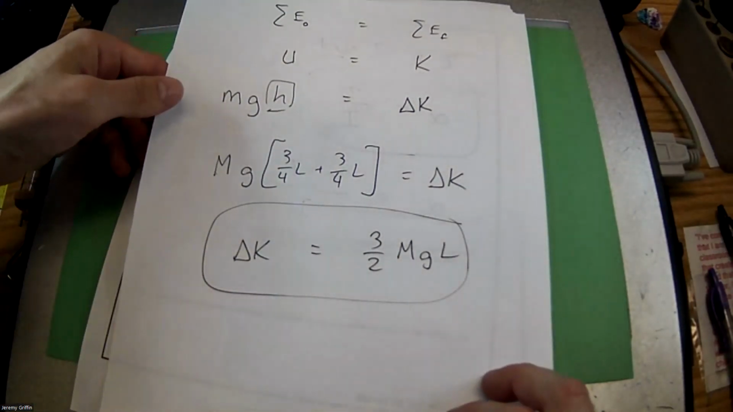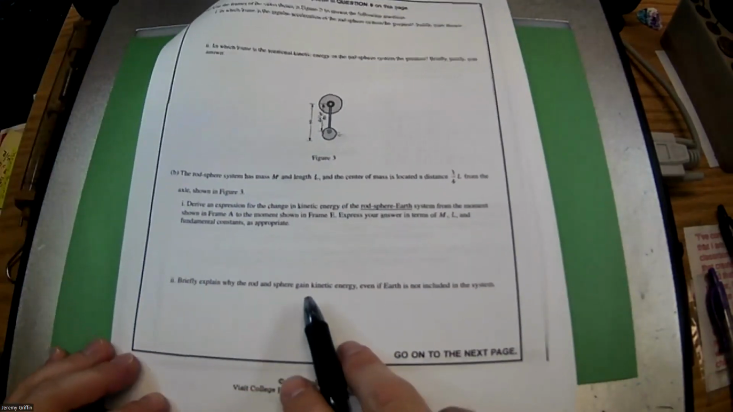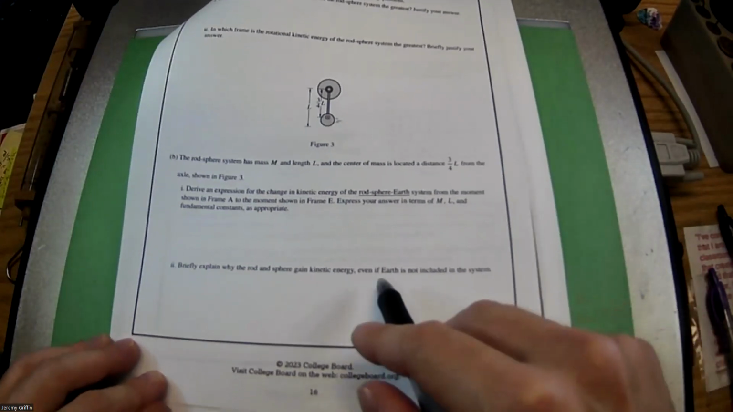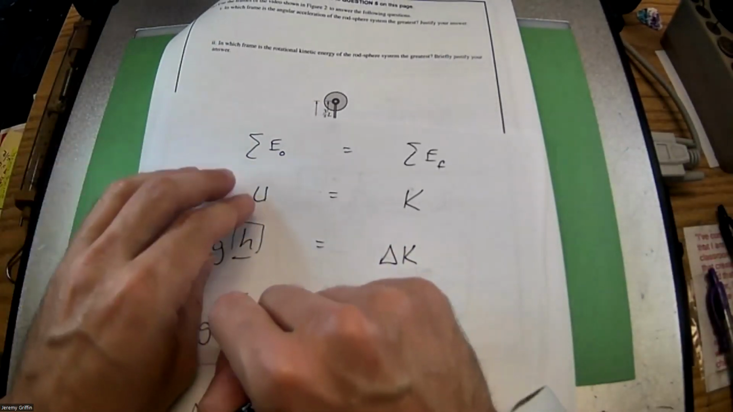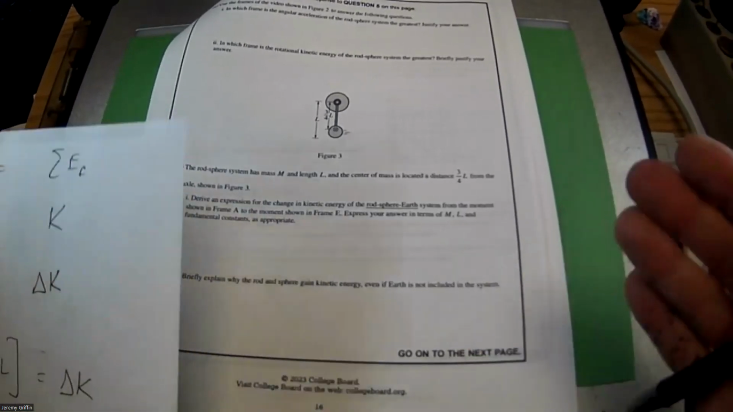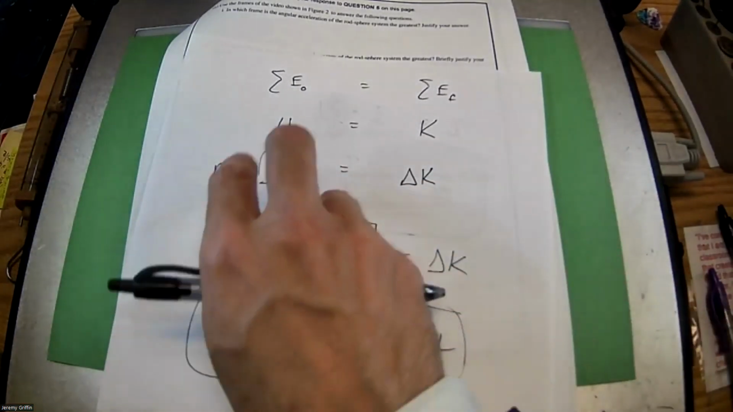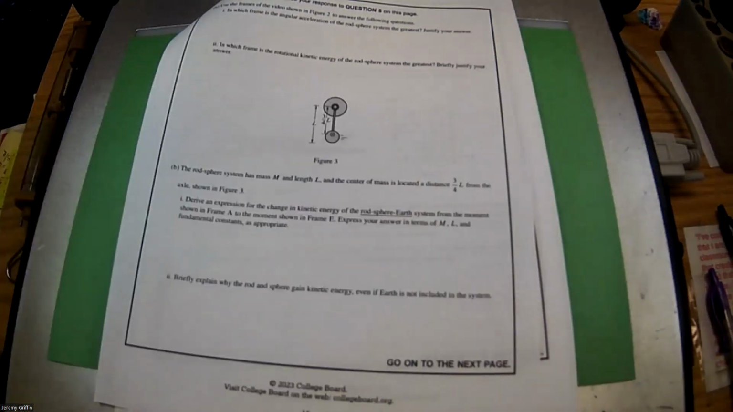Any questions? All right, briefly explain why the rod and sphere gain kinetic energy even if the Earth is not included in the system. Okay, so guys, if the Earth is not included in the system, are you allowed to consider potential energy mgh? No, right? Would this be an open or closed system if you do not include the Earth? It'd be open. There is an external force now. When you included the Earth, the gravity force mg was internal to the system. It was the Earth and the sphere pulling against each other. But if we throw the Earth out, that force is still there. It's just an external force now.